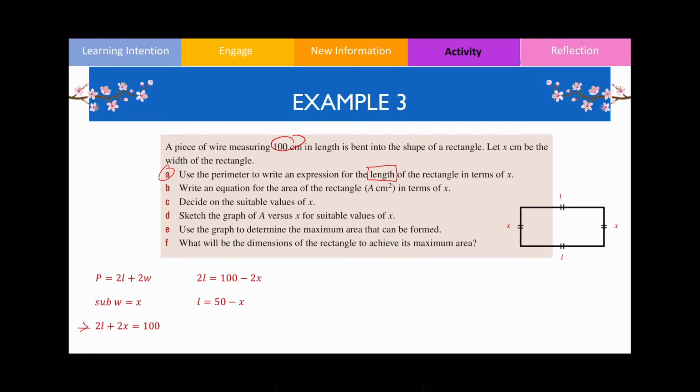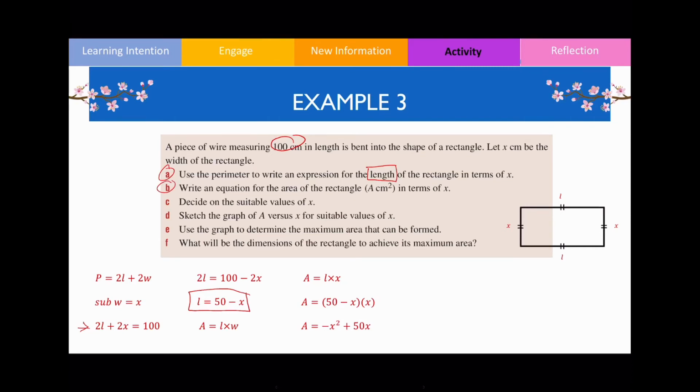Once I've done that, I've finished answering part A. We'll now answer part B. Part B wants you to find the area of the rectangle. Generally speaking, we know that the area is going to be length times width, and in this case your width is x. Since we've already found what L is equal to, we're going to substitute that into our equation as well. So this is what you now get. If you expand that, this is going to be the equation for the area of the rectangle. So we've now finished answering part B.